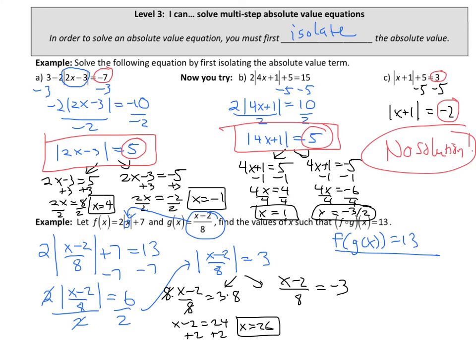And then in the other equation, again, I would multiply both sides by 8 to cancel out the 8 in the bottom. And we get x minus 2 equals negative 24. Add 2 to both sides. And we get x equals negative 22 as our other solution. And we're done.